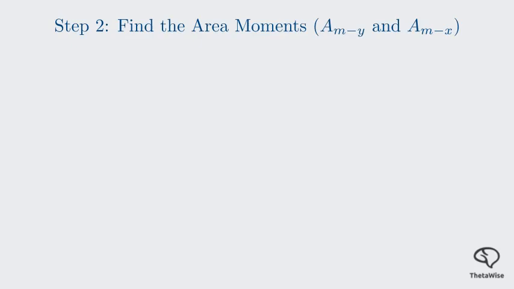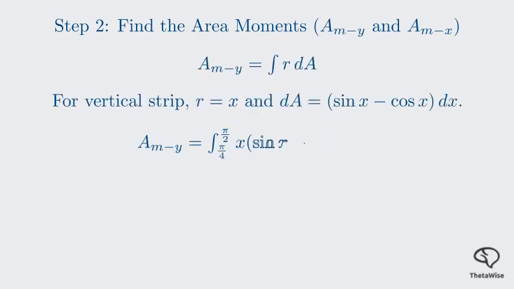We'll start with the area moment about the y-axis. The area moment about the y-axis, A sub my, is the integral of r times dA. For our vertical strip, the distance r from the y-axis is x, and dA is sin x minus cos x dx. So we need to evaluate the integral from pi over 4 to pi over 2 of x times sin x minus cos x dx. Notice the product of x and trigonometric functions inside the integral. This is a classic case for integration by parts.